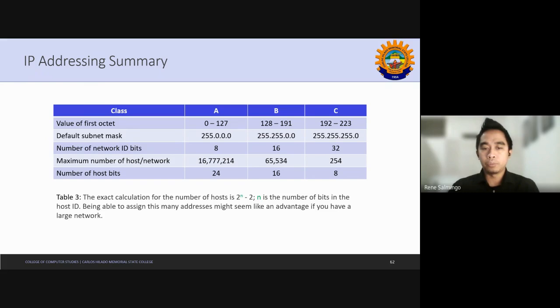So maybe it's important for you to solve because on Wednesday you will have an activity, so it would add up to your submissions, and this is likely to be useful when I'm going to give a specific problem. But for the meantime, we will focus more on Class C subnetting because we are having only a few hosts in the network. So that is why it's important for us to have this lecture. So for Class C, we have a maximum of 254 hosts, and the number of host bits is 8 bits.